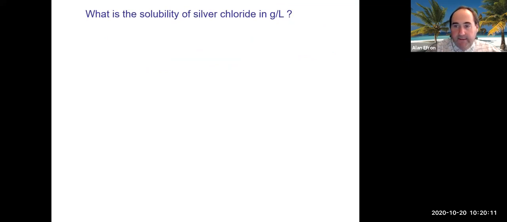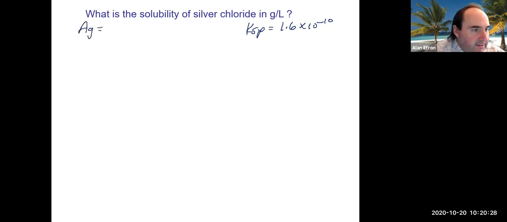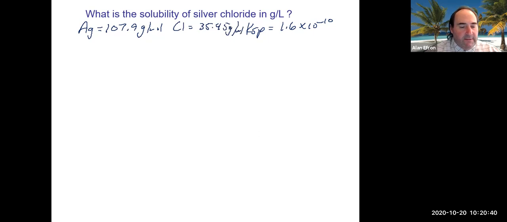What is the solubility of silver chloride? And the KSP for silver chloride we will use as 1.6 × 10⁻¹⁰. Let's do the solubility in grams per liter. So silver is, what is that, 107.9? And chlorine is 35.45. All right, so why don't you take a couple minutes here. We're looking for the solubility in grams per liter of silver chloride. Again, KSP of silver chloride, 1.6 × 10⁻¹⁰. So see what you come up with.